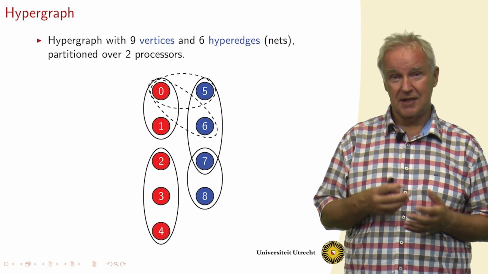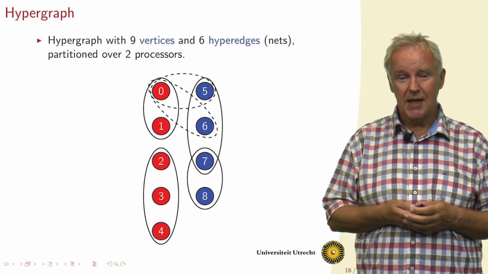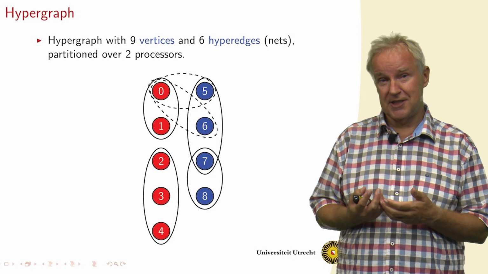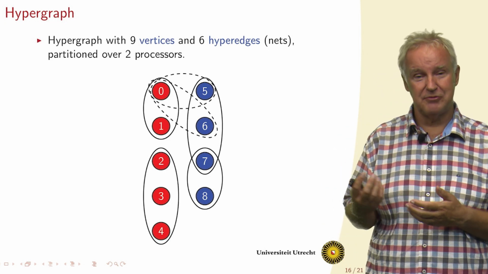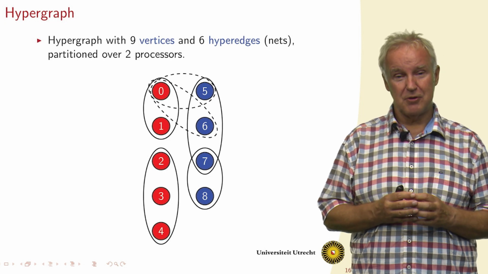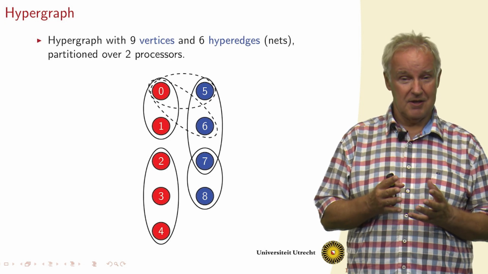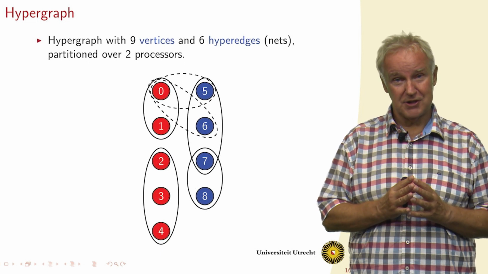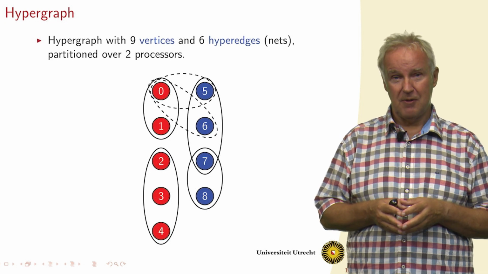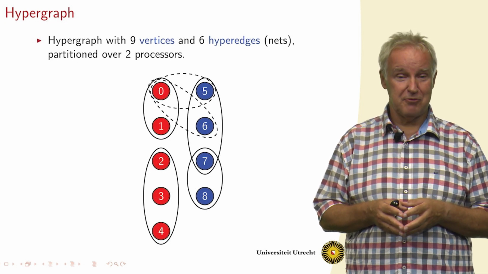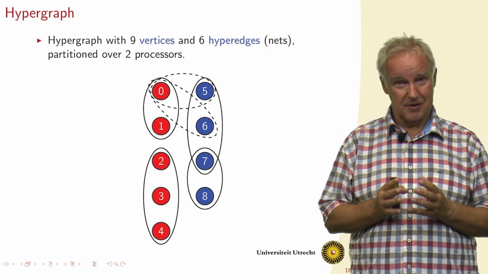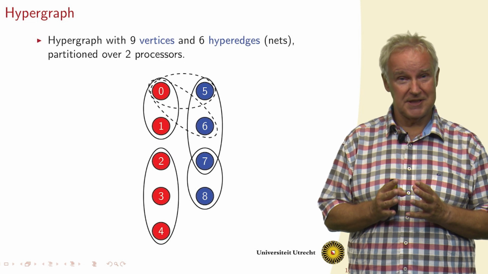They are denoted by the ovals. And hyperedges are also called nets, and they are a generalization of the edges of a graph. We've partitioned the hypergraph over 2 processors with 5 red vertices, 4 blue vertices. And you see, for example, on the left, there is a group of 3 that are all the same color, so that group is not cut by the partitioning.